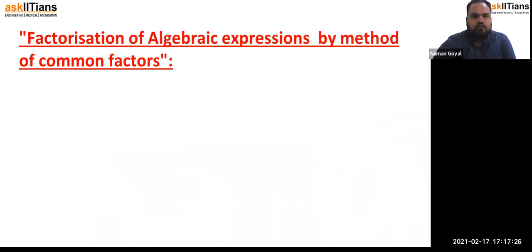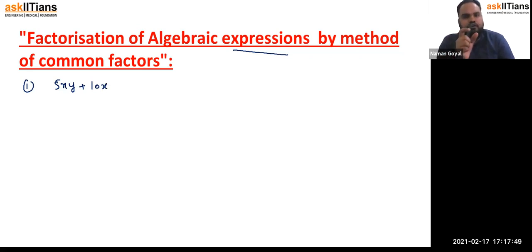Factorization of algebraic expression by method of common factors. Here we are going to take examples of what this means. First we are going to start with a simple example. If we want to factorize 5xy plus 10x, how do we do that? By using the concept of common factors. We have to write down the common factors of 5xy and 10x.